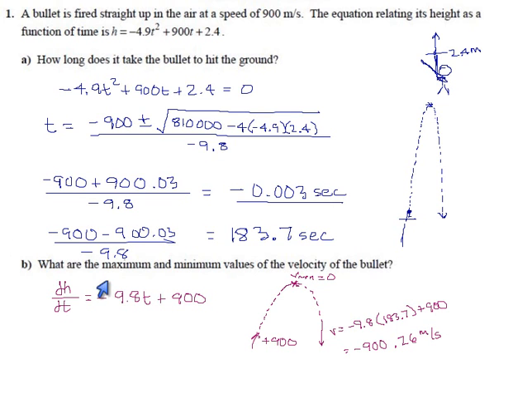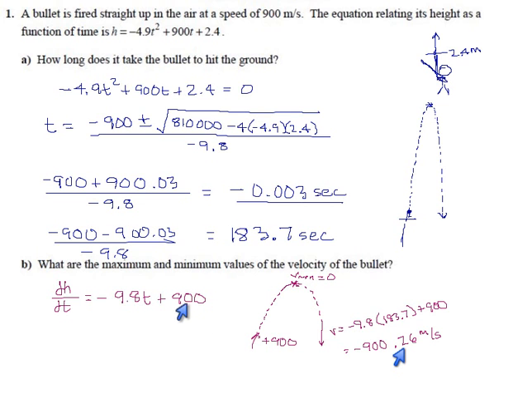So it had 900 coming out of the barrel. It would fall back down and be going 900 meters per second as it gets back to that exact same height, and then falling just that little bit further, the extra 2.4 meters to the ground, enables it to pick up just a little bit more speed. So it'll hit the ground ever so slightly faster than it came out of the gun.